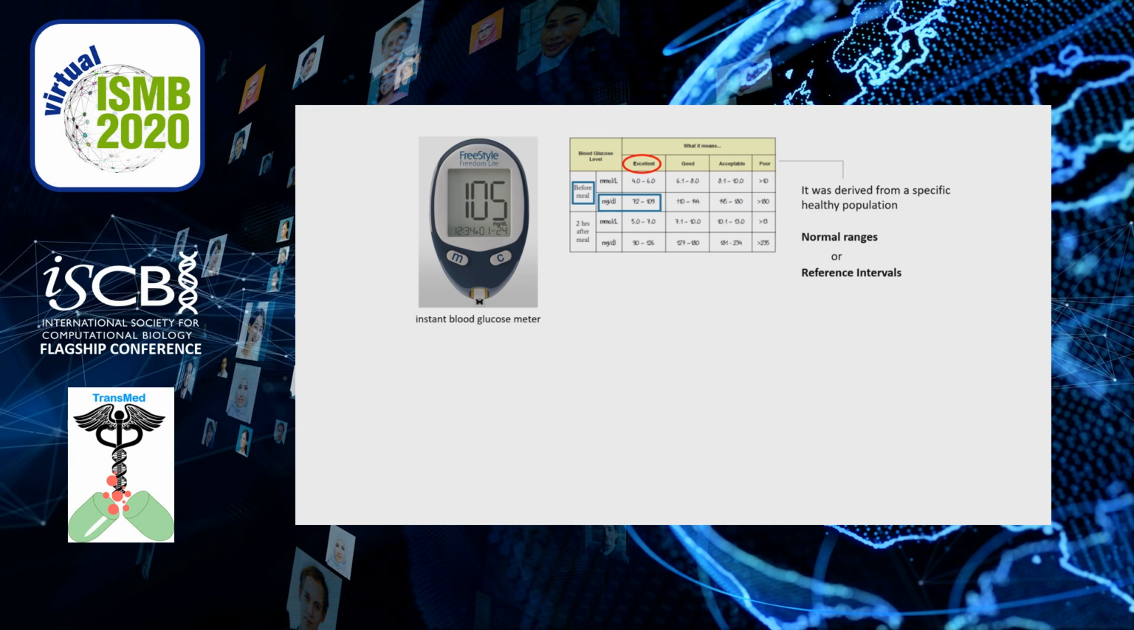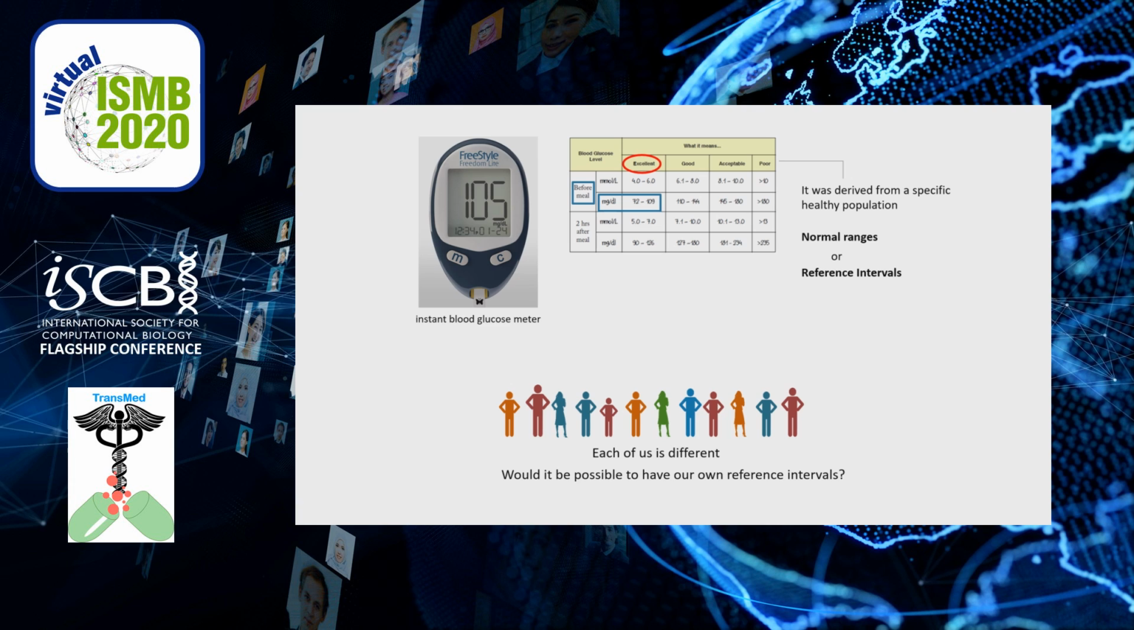Since these intervals are obtained from a specific and huge number of population, they should only be suitable for most people in that population, but not all of them, because we know that each of us is different and has unique biological and genetic characteristics. Then we may ask, would it be possible to have our own reference intervals?